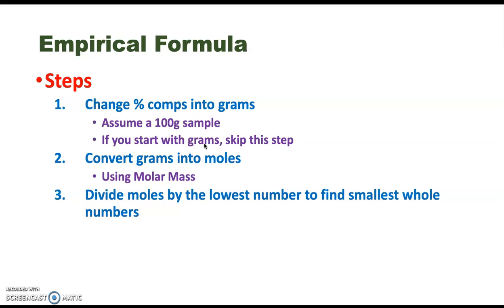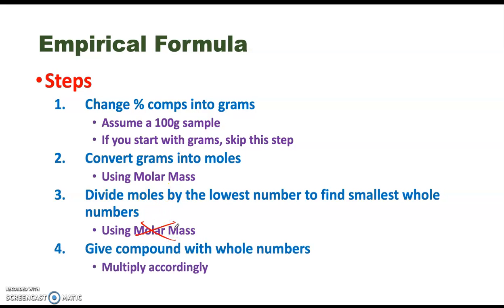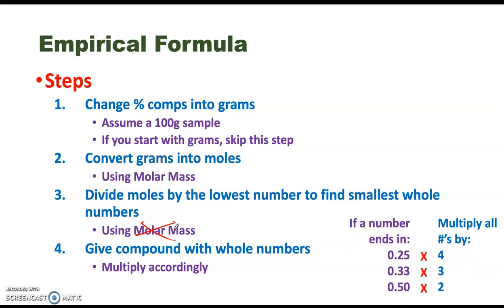Now number 3, you divide the moles by the lowest number to find the smallest whole number ratio. That molar mass shouldn't be there. Somehow I think when I copied and pasted that down, that snuck in. Number 4, give compound with whole numbers, so multiply accordingly, and then write the formula.